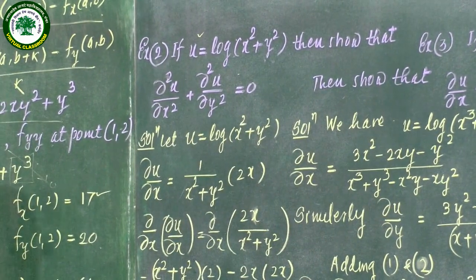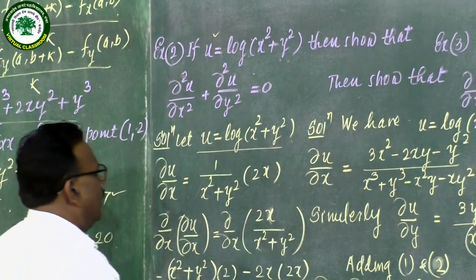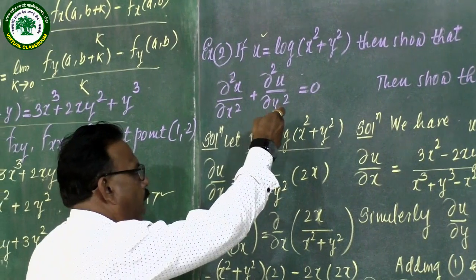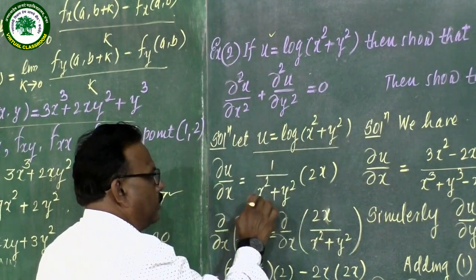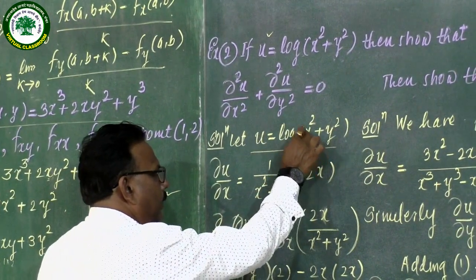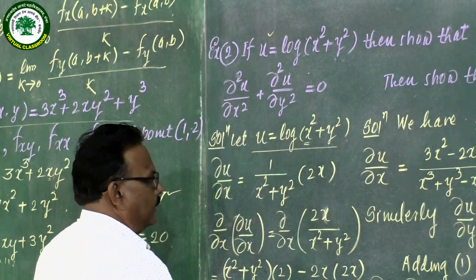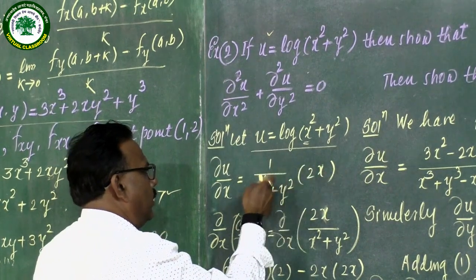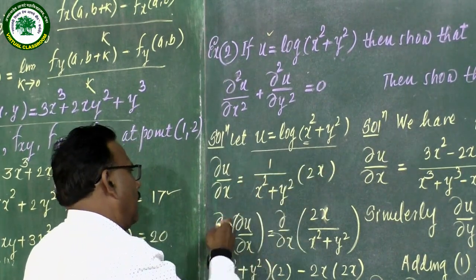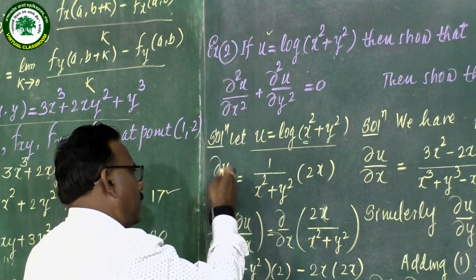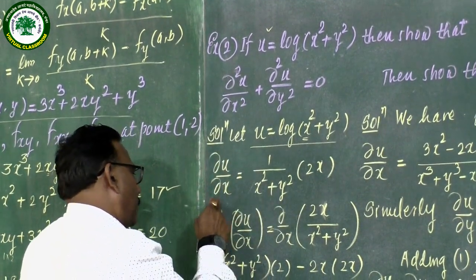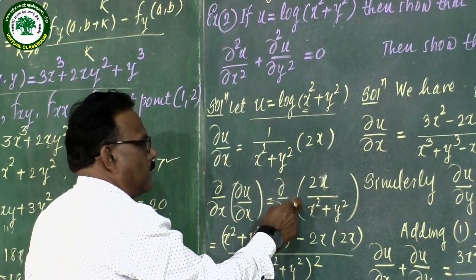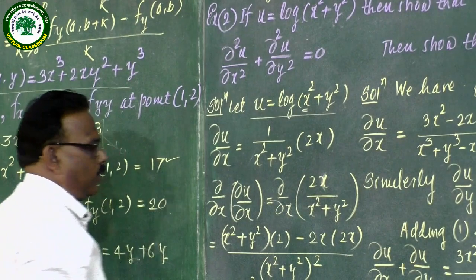Let us consider u as the given function again. The partial derivative of this u with respect to x is the derivative of log, that is 1 upon x square plus y square, and again the derivative of x square, that is 2x. This will be 2x divided by x square plus y square. Then again take the partial derivative of this quantity with respect to x, therefore ∂/∂x of ∂u/∂x, which is equal to ∂/∂x of 2x divided by x square plus y square.